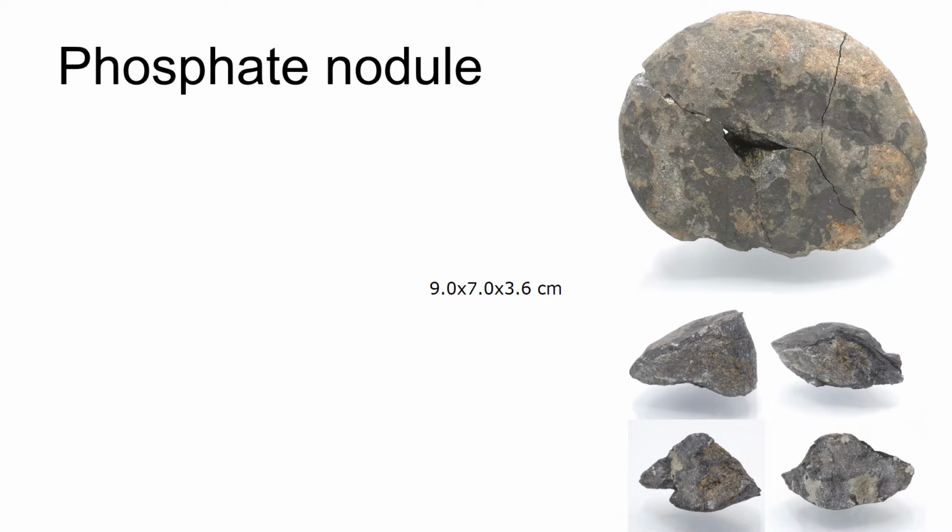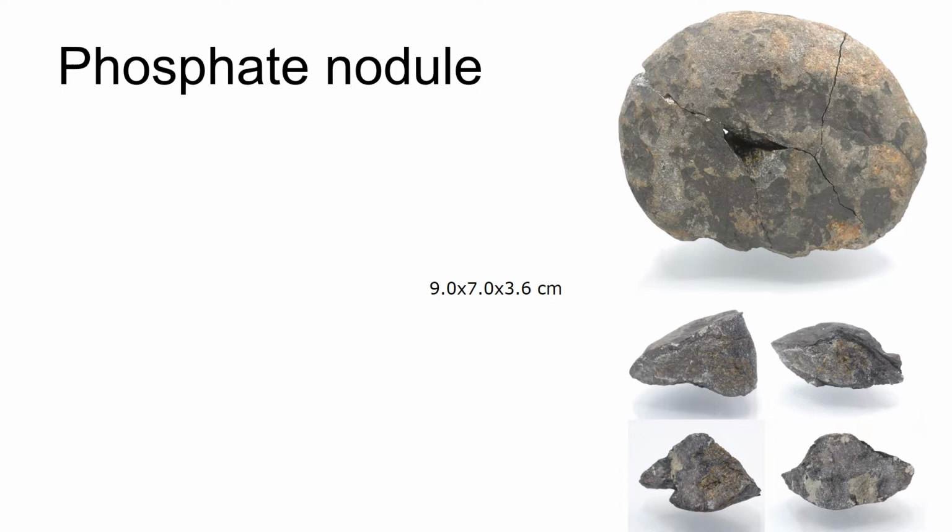Here's an example of a phosphate nodule from Little Fish River. You can see that once they are broken up, the minerals inside can be seen more clearly. Dimensions given in this talk are for the largest of any sample in a series.